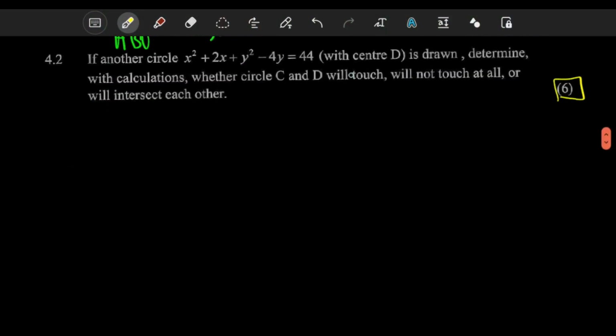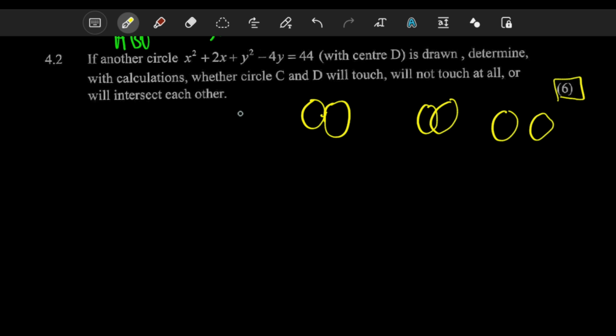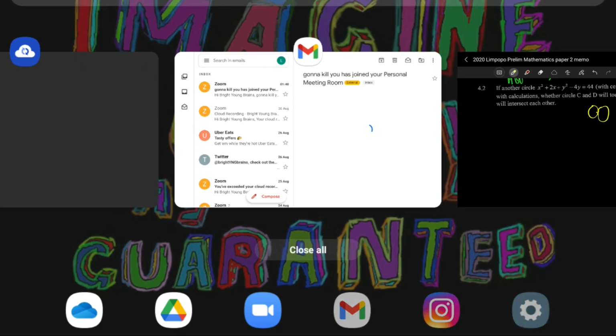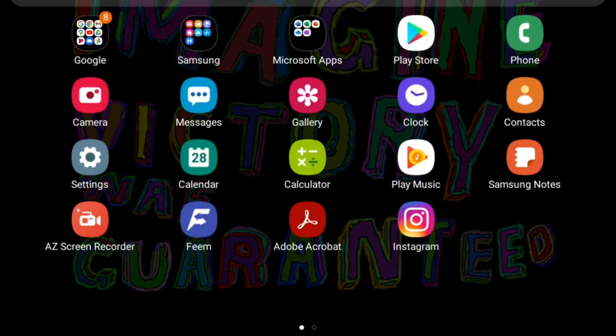So here it says you need to work out whether they touch, don't touch, or touch twice. It says will touch, will not touch, or will intersect each other. What they mean is that circles are either going to touch once like this, or touch twice like this, or not touch at all. So the issue with questions like that is you just need to work with the centers of your circles.